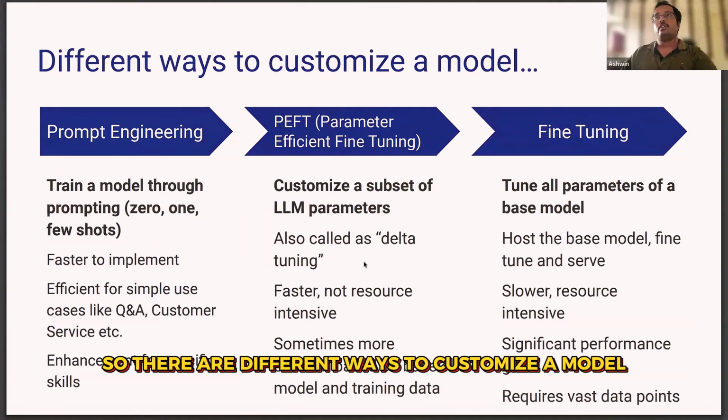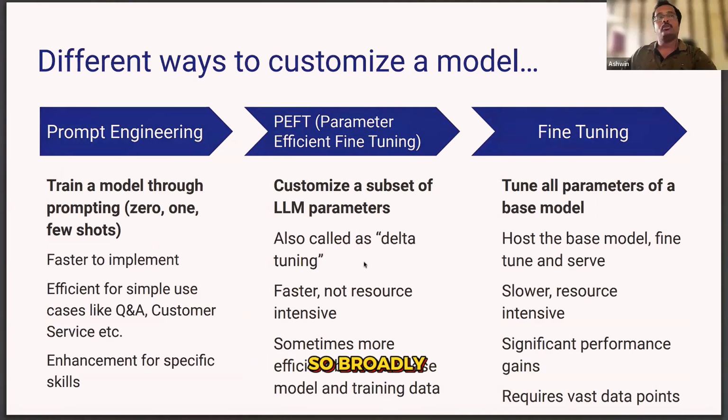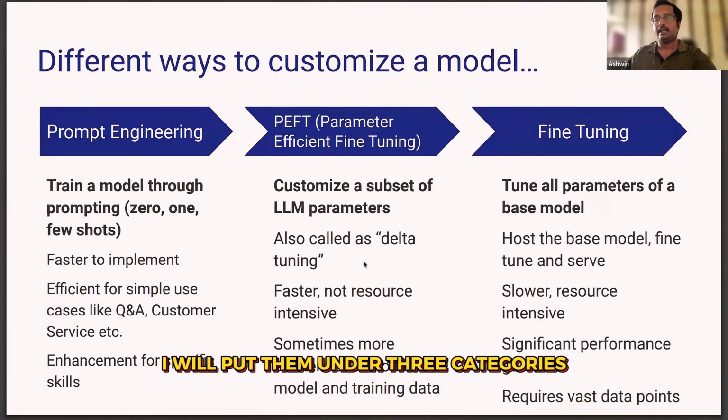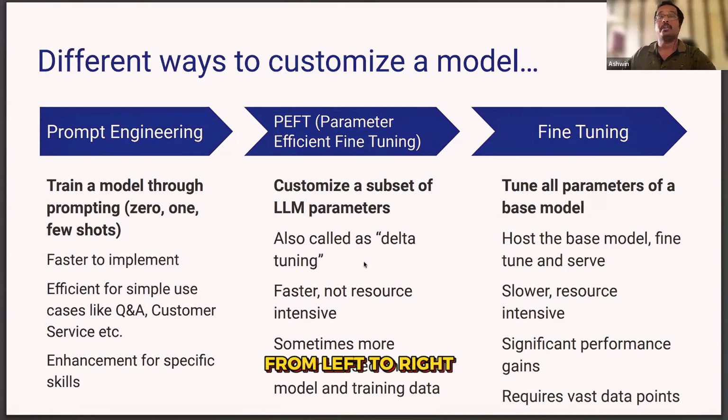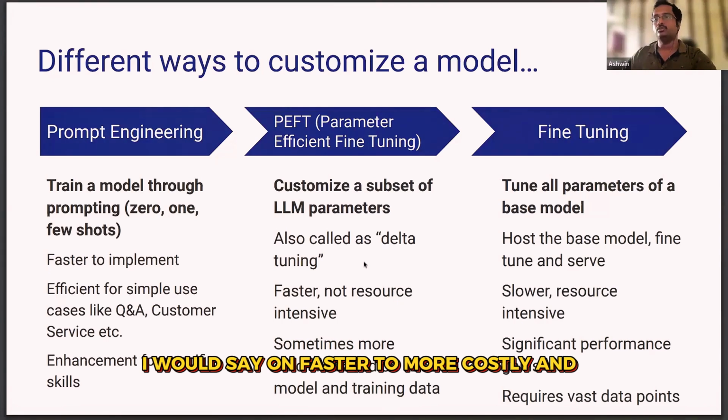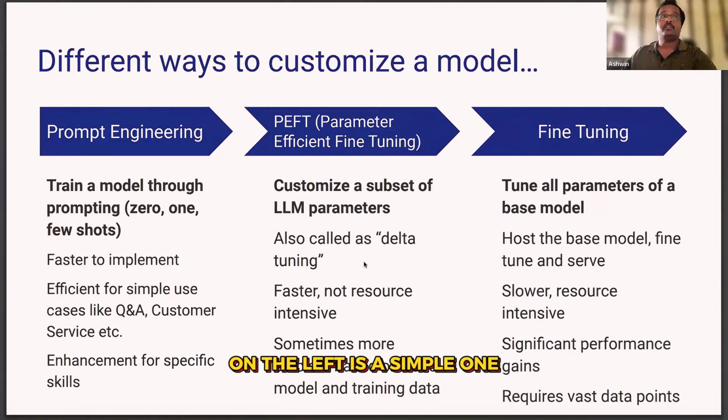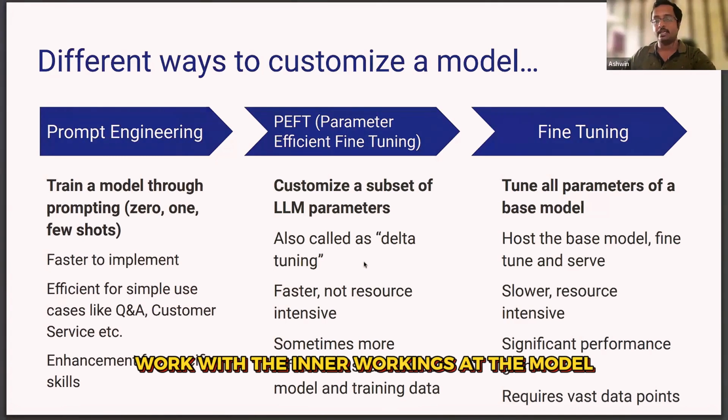So there are different ways to customize a model. Broadly, I would put them under three categories. Yeah. So starting from left to right, I see them as least costly and faster to more costly and takes more time. On the left is a simple one, that's prompt engineering. This is something that you do in a non-technical way. You don't go and work with the inner workings of the model. So you train a model through prompting.